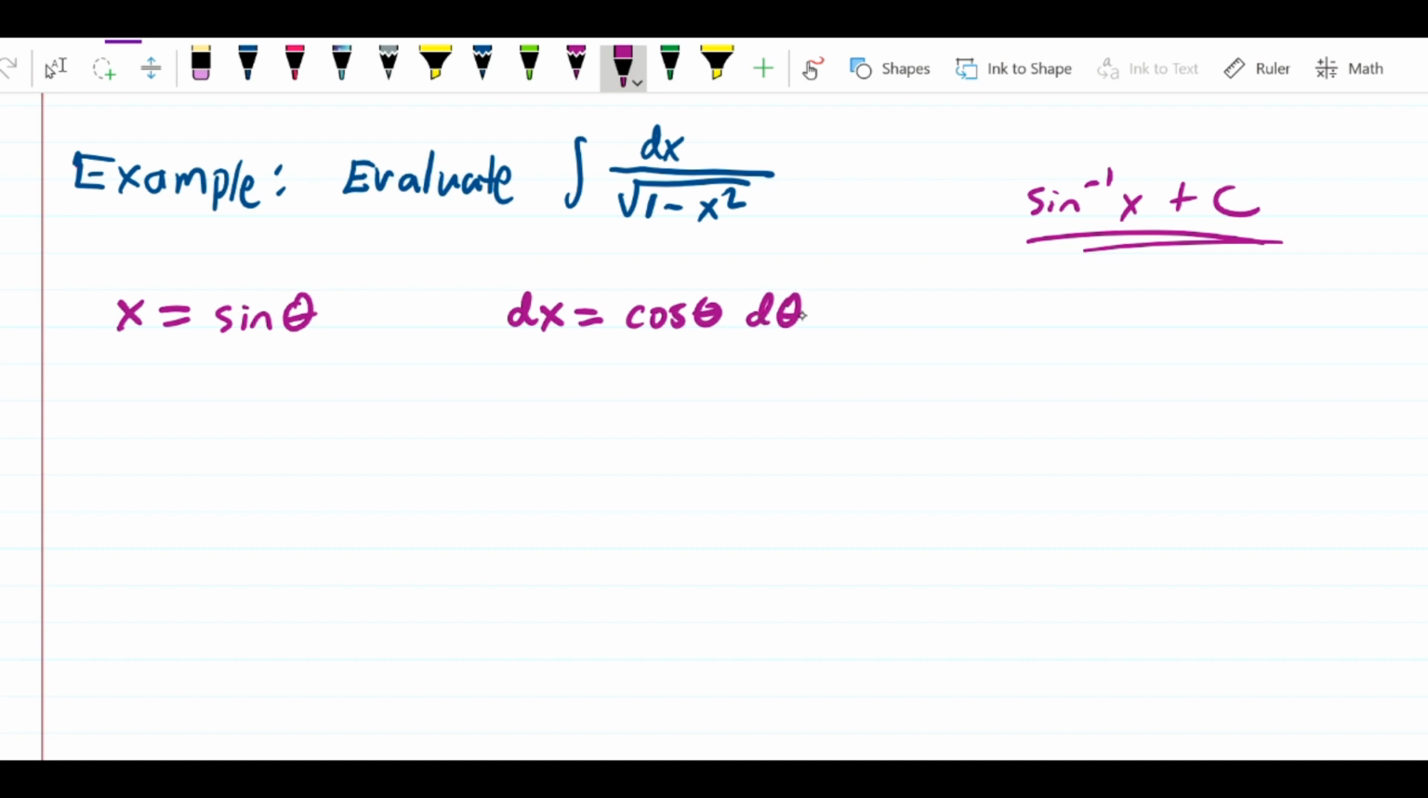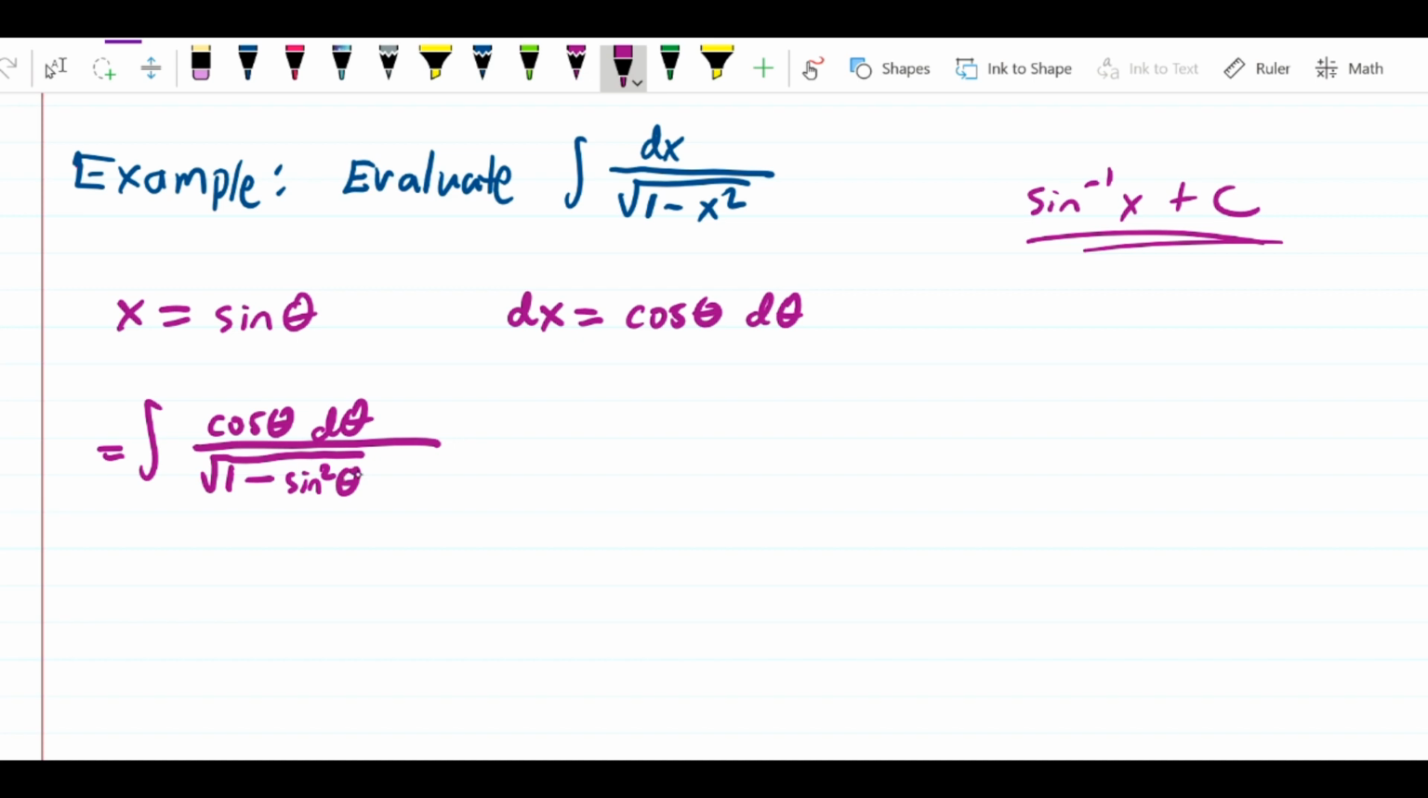All right, so now we have to replace everything you see in the integrand with one of these expressions. So let's do that. The original expression is equal to the integral. We have dx on the top, so we're going to replace that with cosine of theta d theta. And then on the bottom, we have square root of 1 minus x squared, so we're going to replace this with 1 minus x squared, where x is equal to sine theta, so x squared is just sine squared theta.